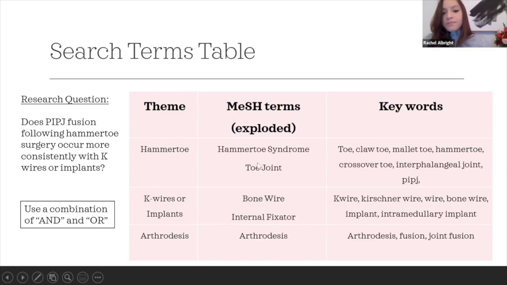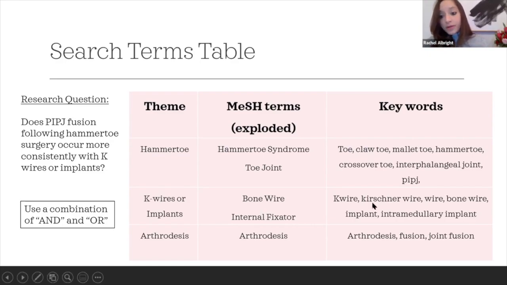And then these are the mesh terms and the keywords I used. And these are real mesh terms and keywords. The mesh terms are obtained from Medline, aka PubMed. And you're going to see that these mesh terms are not exactly the way that you would probably say it. For example, a K-wire, that's one of the themes. And the mesh term for K-wire is bone wire. It's not actually K-wire, it's not Kirschner wire, it's bone wire. So you actually have to look these things up and make sure that you're using the correct term in the way that it's indexed on that database, okay?